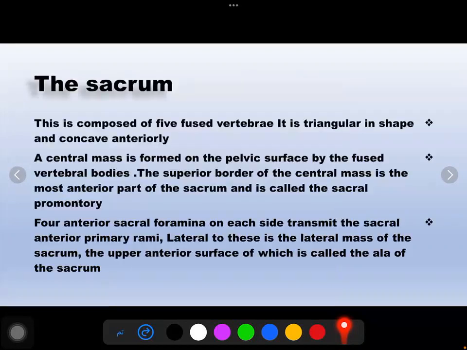The sacrum. The sacrum is composed of 5 fused vertebrae. It is triangular in shape and concave anteriorly. A central mass is formed on the pelvic surface by fused vertebral bodies. The superior border of the central mass is the most anterior part of the sacrum, and it is called the sacral promontory. 4 anterior sacral foramina on each side transmit the sacral anterior primary rami. Lateral to these is the lateral mass of the sacrum, the upper anterior surface of which is called the ala of the sacrum.